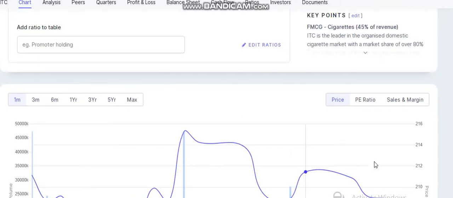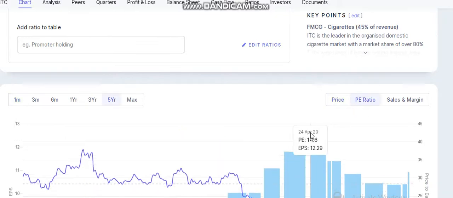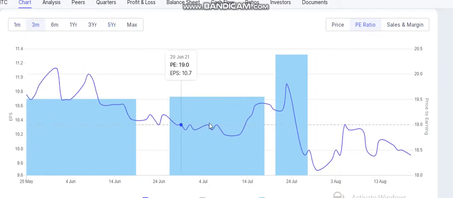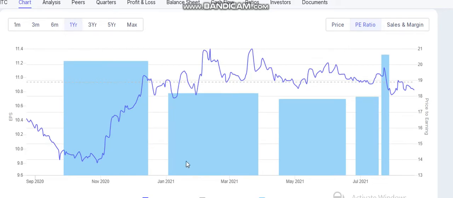This is the chart. If you want to check the PE ratio, you can check in the chart how the PE ratio is. PE 25.6 on 2nd August 2019, EPS it is showing. We took 5 years, we can go with 3 months, it will show like this. So you can see here, if you click 1 year, you will get to know.